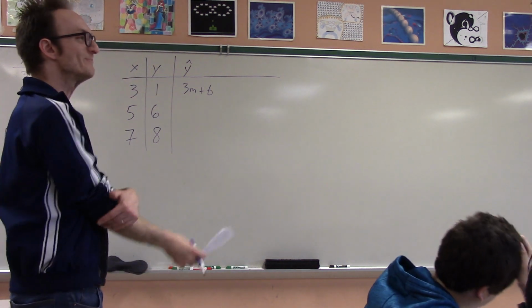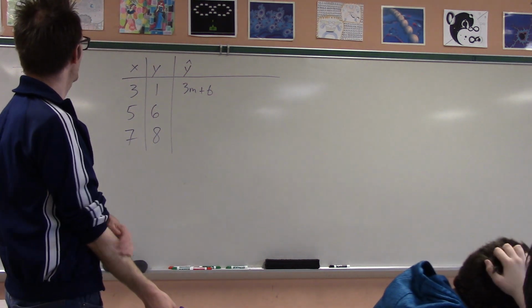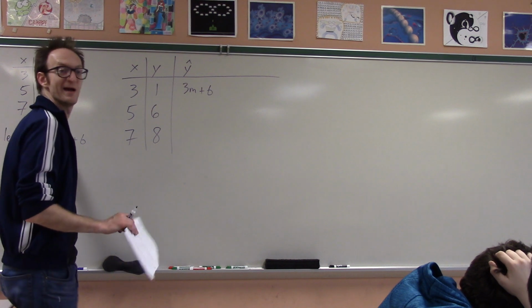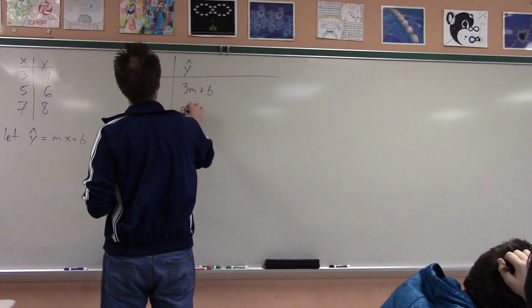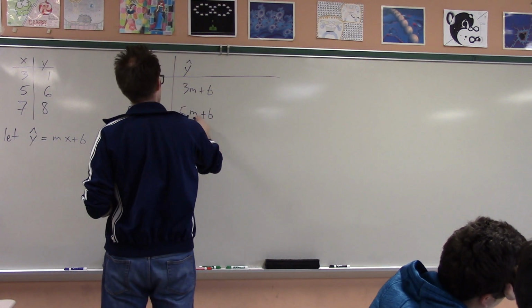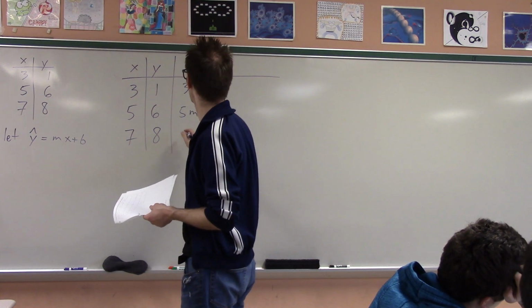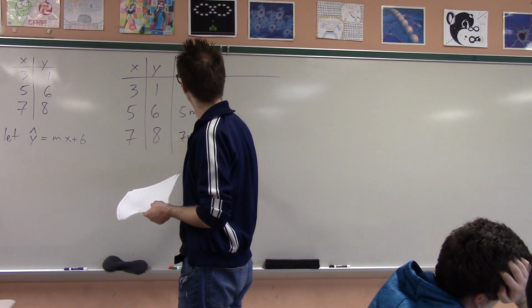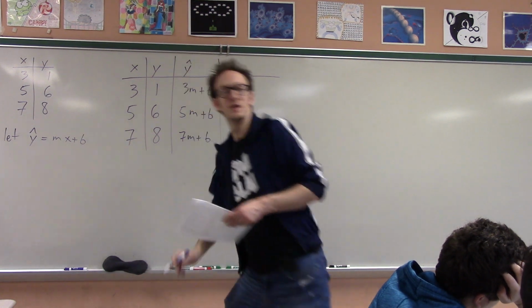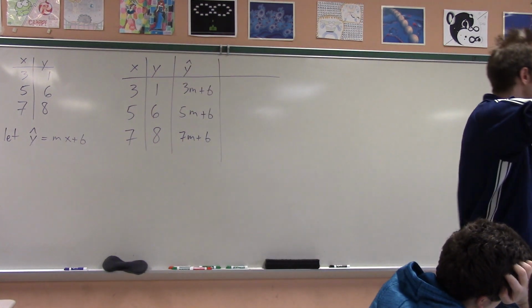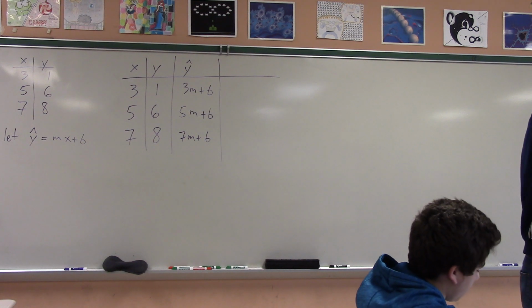All right, good, next. How about when x is 5, what do we get? 5m plus b. Then when x is 7, we get 7m plus b. Cool? All right, so those are the outputs that our linear model predicts.